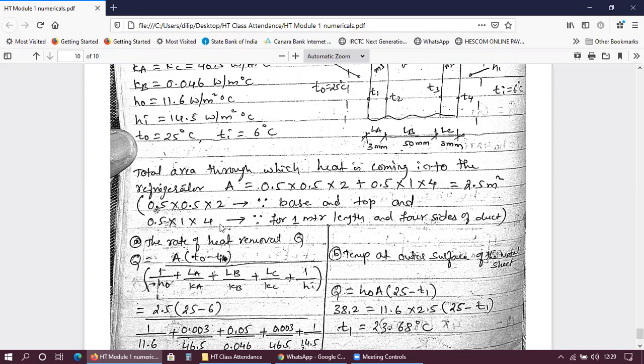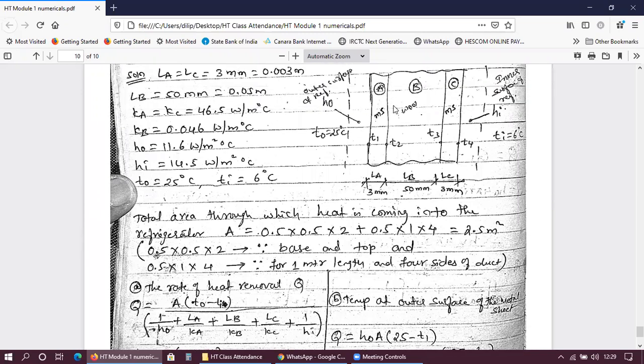Now I will write the equation for this, by considering this as one entire system. So I will write the expression: Q is equal to A into bracket T naught minus Ti. This is T naught and this is Ti, the two extreme temperatures. T naught is the temperature of the air outside the refrigerator, and Ti is the temperature of the air inside the refrigerator. That is the temperature range.